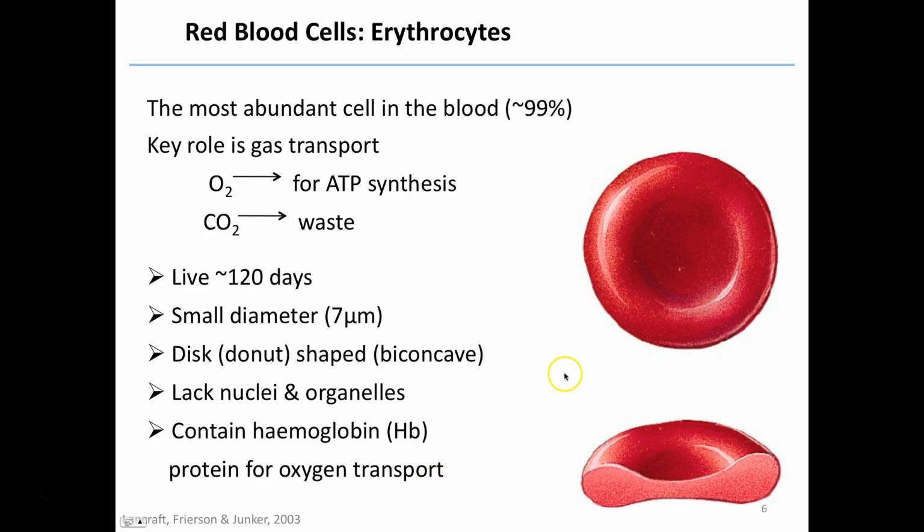The red blood cells also lack nuclei and organelles, so they won't stain up, and we'll talk about that shortly. So they lack nuclei and organelles within their cytoplasm. Red blood cells do contain the hemoglobin protein, which is where the oxygen molecule attaches for transport through the blood system.